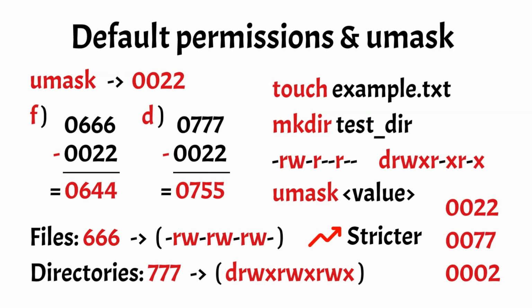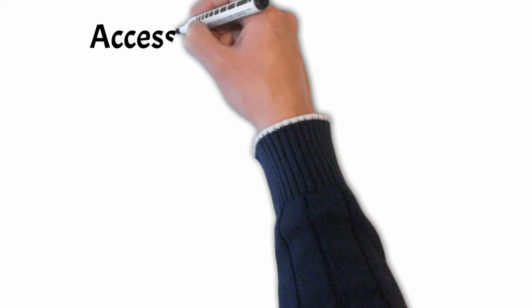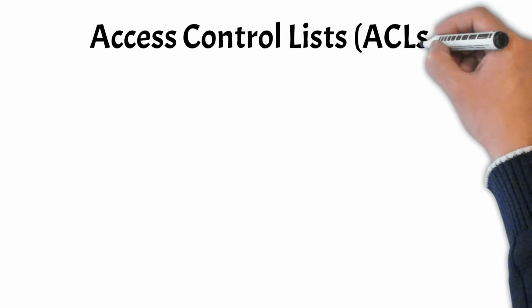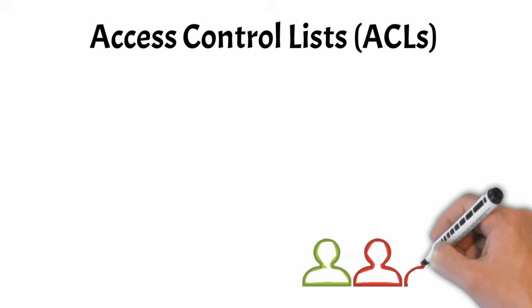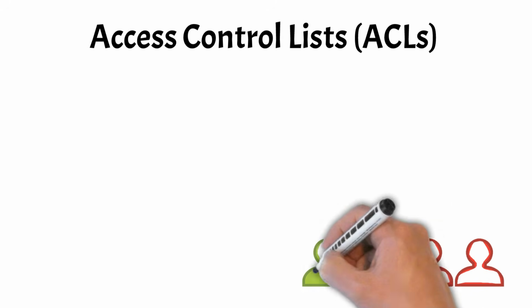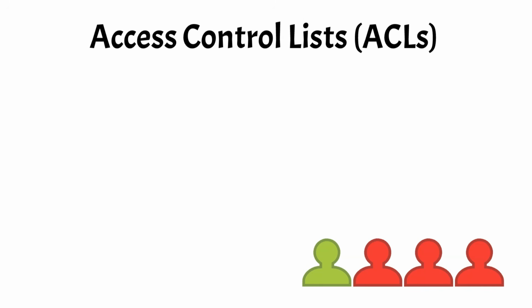In some situations, the standard permission model simply isn't flexible enough. For example, when you need to give access to one specific user without affecting everyone else. This is where access control lists, or ACLs, come in, allowing you to define additional permissions for specific users or groups on top of the usual owner, group, and others.